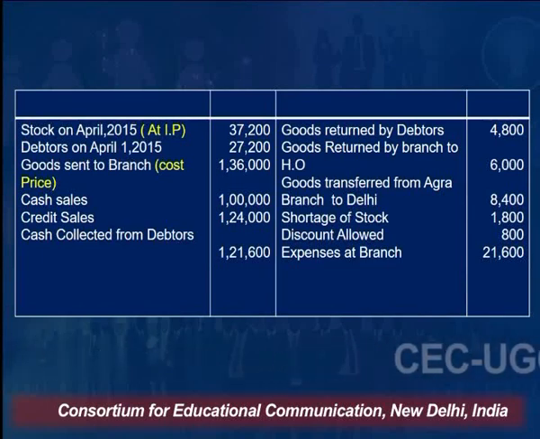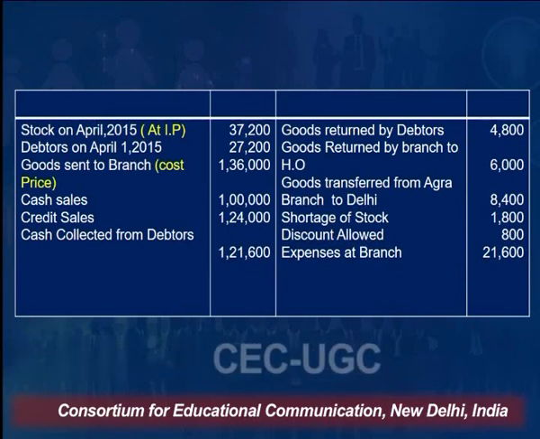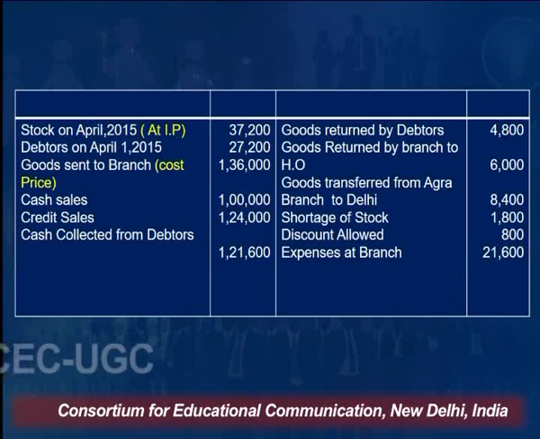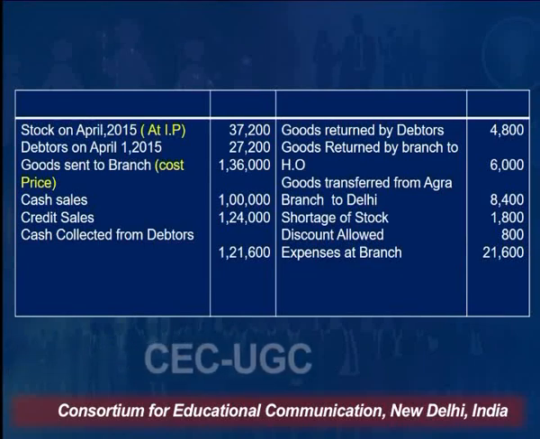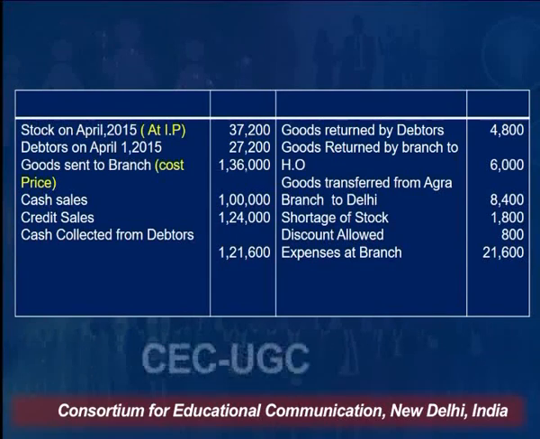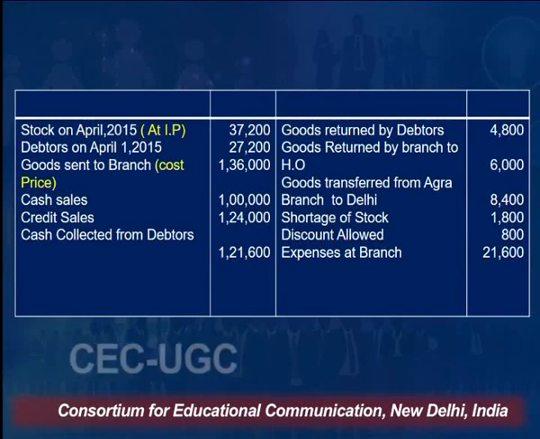So 1,36,000, this is the cost price. 1,36,000 divided by 100 into, since we are aiming at invoice price, multiplied with the invoice price. The next item which we need to see is closing stock. Closing stock is not given here. Then other items, goods returned by branch to HO. Unless it is given in the question, it is assumed that these items are given at invoice price. So 6,000, this is also invoice price.